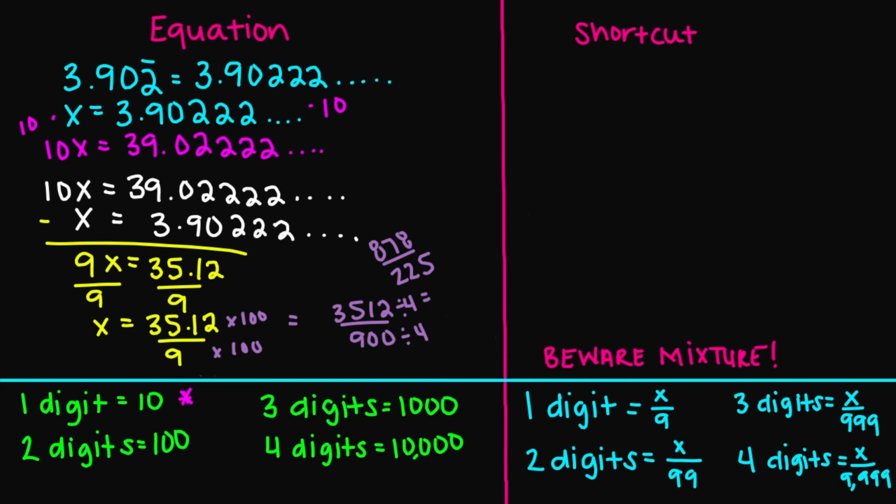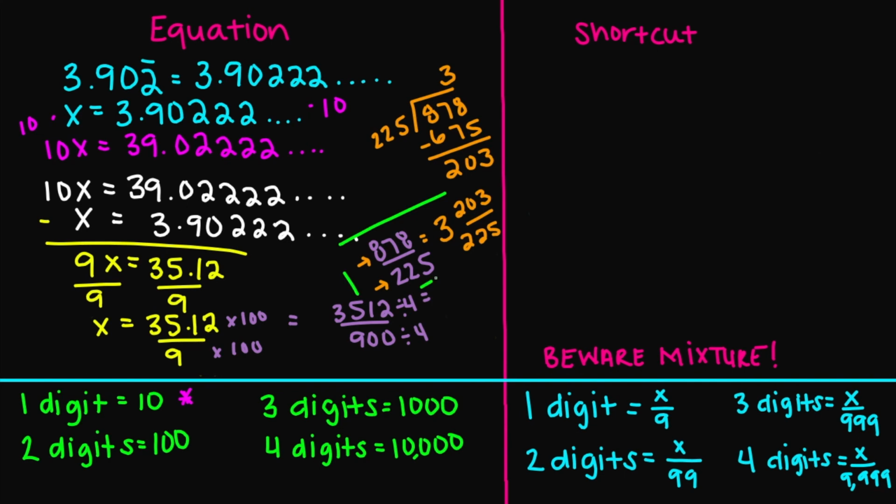All right, since this is an improper fraction, because the number on top is larger than the number at the bottom, let's go ahead and turn it into a mixed number. So 225 goes into 878 3 times. 225 times 3 is going to be 675. When I subtract both of these, I'm going to get 203. And this is your answer here.